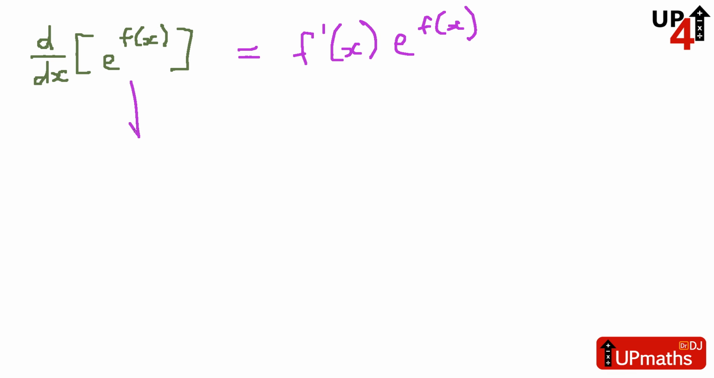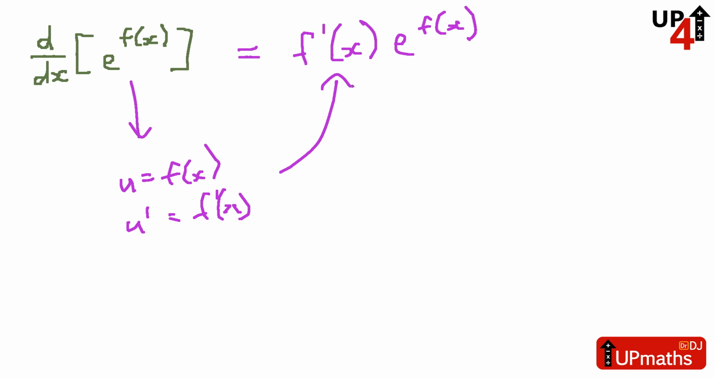So in this one case, I'm just going to show you how you'd use chain rule. Well, it's just u equals f of x. So u dash equals f dash of x. Oh, so that's where that comes from. And then you just write the original down. Or have you do chain rule.